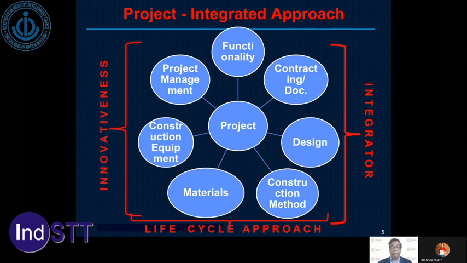If you look at the various factors which govern a particular project, the functionality, of course, is the most important one. Then the bidding process, the design engineering, the actual construction method, the materials to be used, the plant and machinery to be used, and finally the project management to put together the project with all these ingredients. We need to have an approach towards integrating all these factors with the accent on the life cycle approach and then having overall innovativeness to get the maximum possible efficiency.